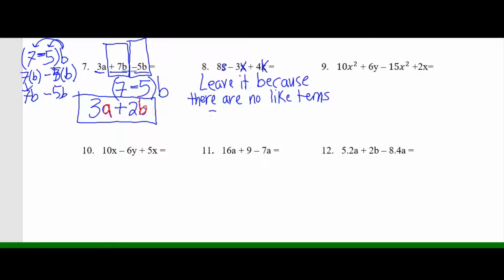So the final answer is 8 times s minus 3 times x plus 4 times k. That's the final answer, and you will leave it as that. Here is the next one.